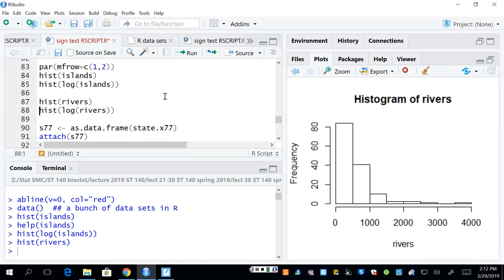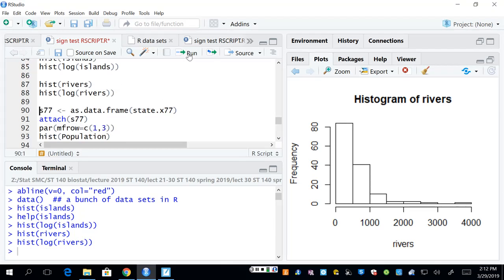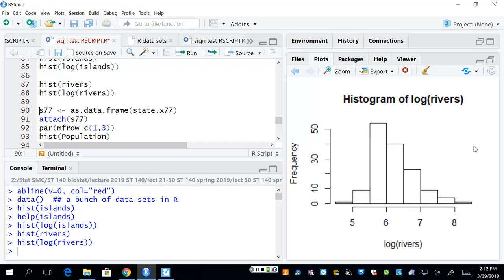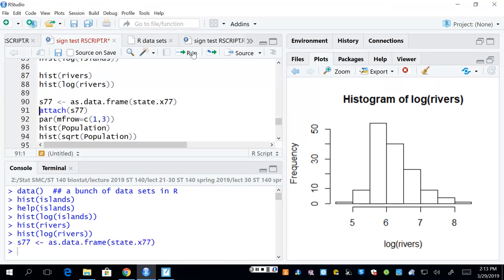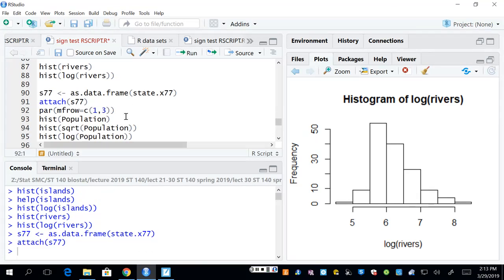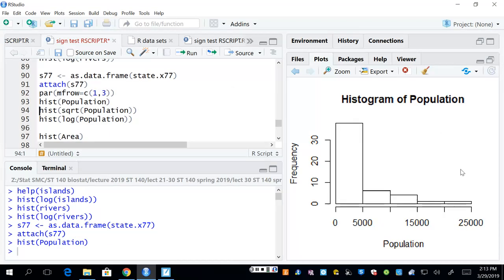Right? But that's pretty skewed. If you take the log of that, on the log scale, it's much more symmetric. So sometimes we'll do that. This is a data set on states. And so there's the 50 states. Here's a histogram of populations by state from a few years back, 1977. So yeah, it's getting a little bit dated.